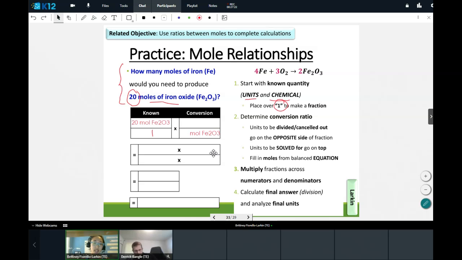Now, what goes on top is what we're solving for. Look at these question words, how many, and tell me in the chat, what am I solving for? Both the units and the chemical. How many what? Moles of what? Moles is the unit, but what is the chemical?